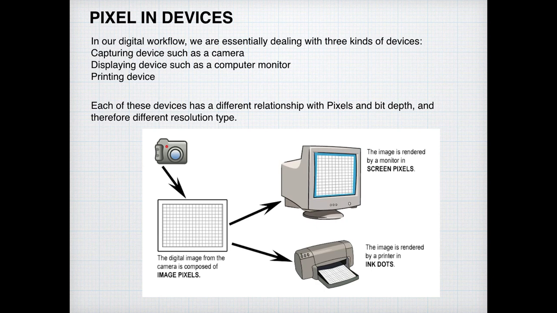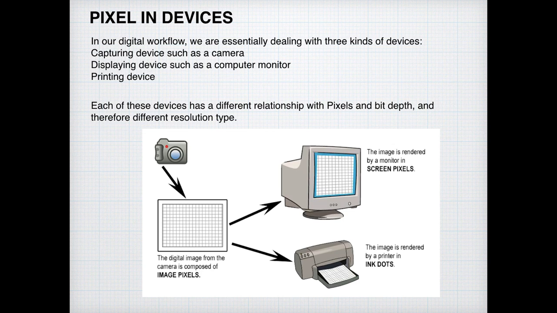So we have a digital workflow, and we're working with 3 different kinds of devices. A capturing device, such as a camera: you take a picture, and then you need to display that image on another device, such as a computer monitor. So maybe you sync up your camera roll via iCloud, or in our case, Google Photos or Google Drive, and then we can edit that photo on our display device.